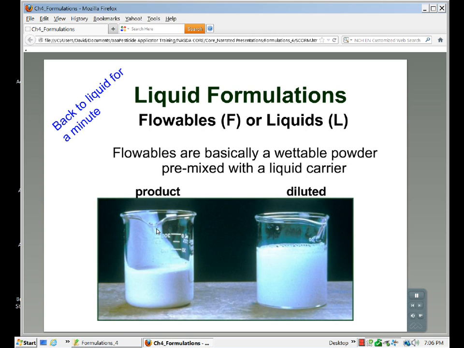Flowables contain insoluble solids that are finely ground and pre-mixed with a liquid during the formulation process. So you're actually buying a wettable powder that's already in a slurry. Flowable formulations are then mixed with water for application and are pretty easy to handle and use. Since they form suspended dry particles in the spray tank, they require good agitation and may leave visible residues.